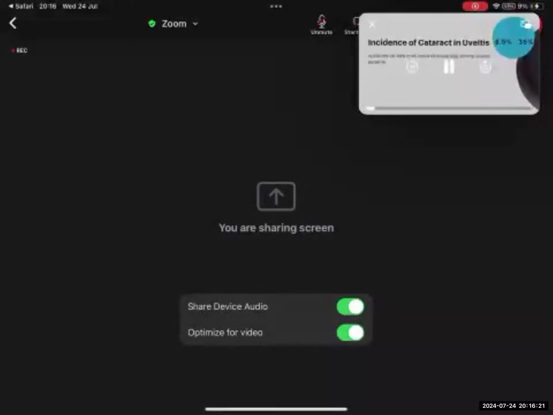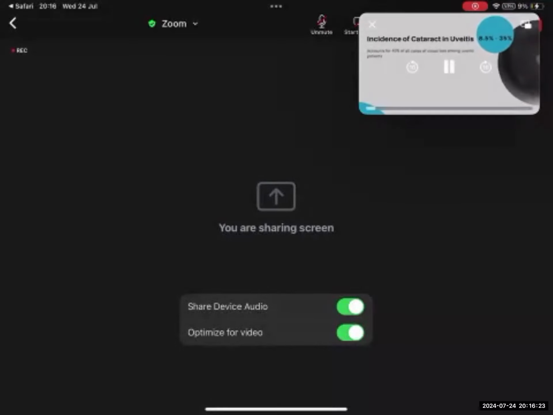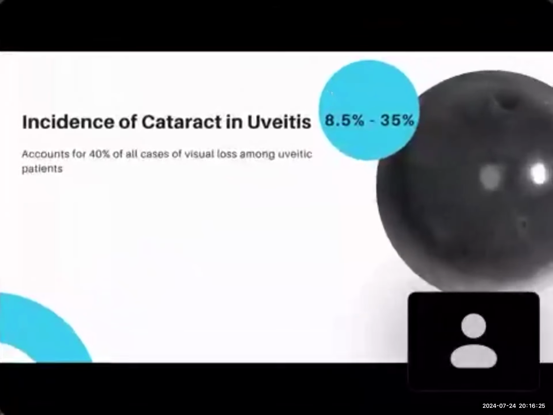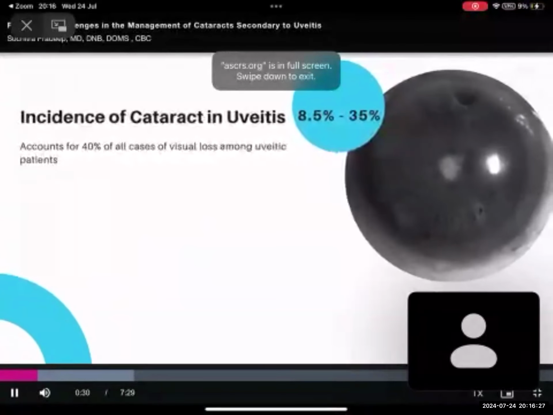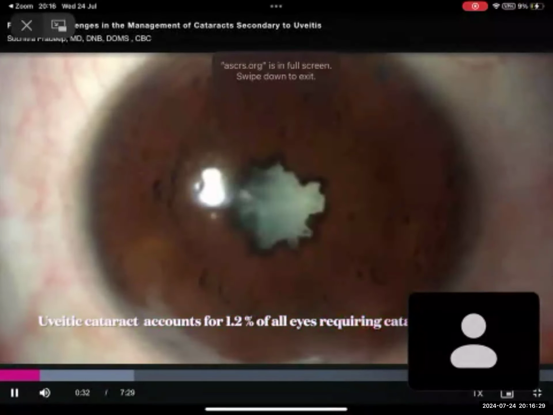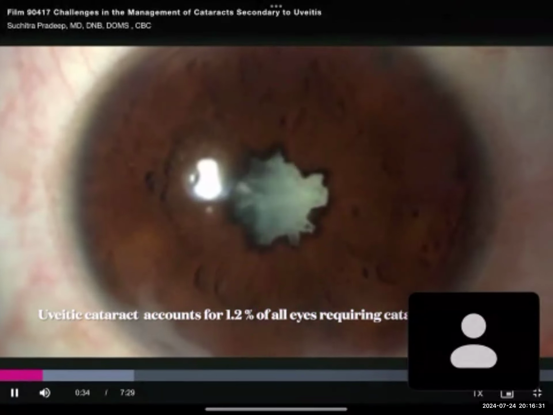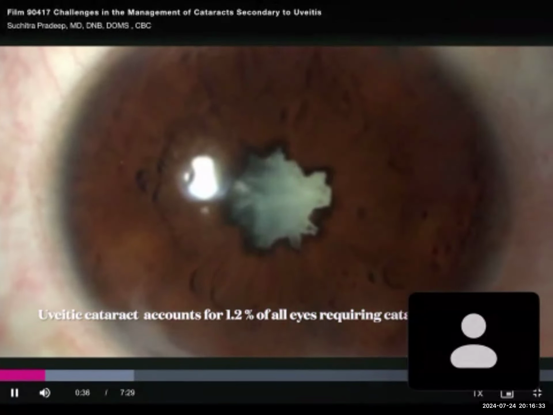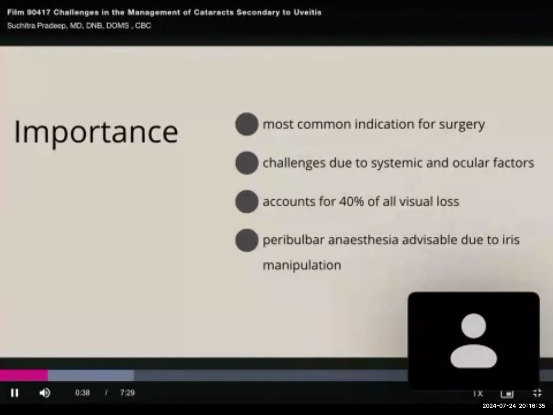Its incidence in patients with uveitis ranges between 8.5% and 35% in a heterogeneous group of uveitic entities. Uveitic eyes account for approximately 1.2% of all eyes undergoing cataract surgery. Cataract is responsible for 40% of all cases of visual loss among patients with uveitis. Moreover, it is the most common indication for surgical intervention in uveitic eyes.